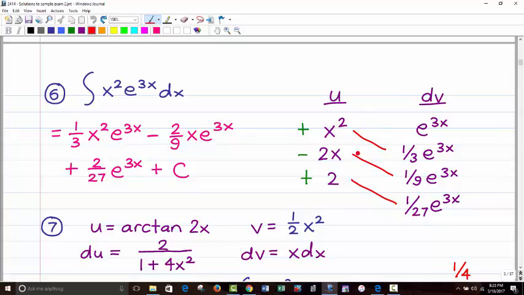And we connect in this pattern that we're supposed to for parts, the tabular method for parts. So you see we have a positive, so it'll be 1/3 x squared e to the 3x. We have positive times positive here, but we had that negative from that sign chart. So it actually makes it negative right here, negative 2/9 x times e to the 3x. And then 2 over 27 e to the 3x, positive, positive, and then plus c. That would be our final answer.